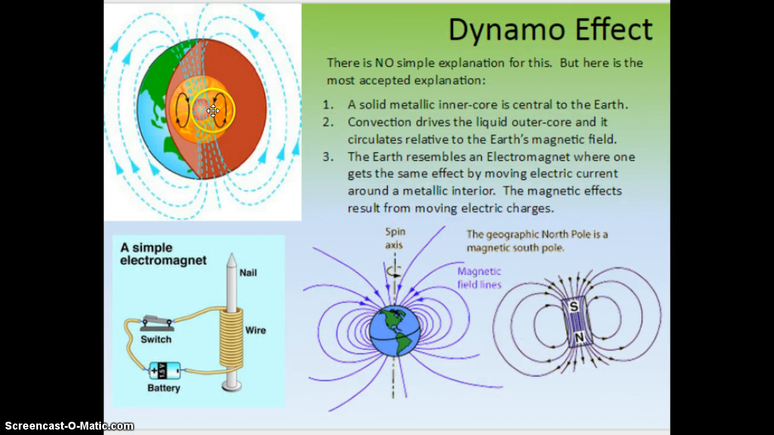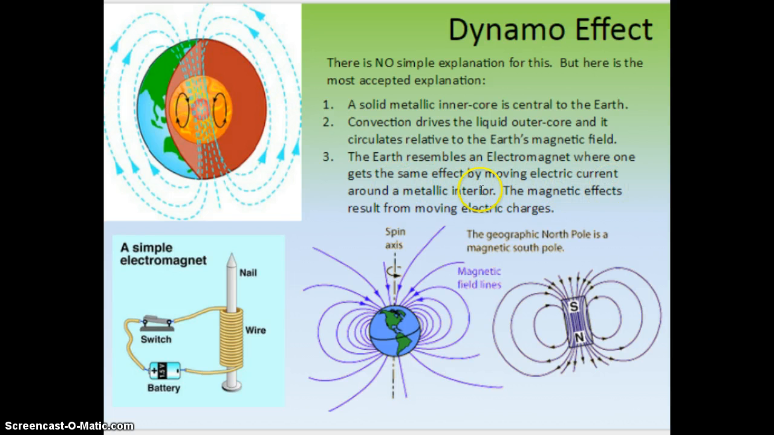So here's the dynamo effect, and I want to make sure we reiterate this process of what's going on inside the Earth. We've got the solid metallic core, and this is the basics, the accepted explanation for a solid metallic inner core central to the Earth. But convection, that's these arrows here. We've got hot material rising and less hot material sinking, just like warm air rises and cold air sinks. It's the same concept here. Convection drives the liquid outer core and it circulates relative to the Earth's magnetic field. So the Earth resembles an electromagnet, where one gets the same effect by moving electric current around a metallic interior.